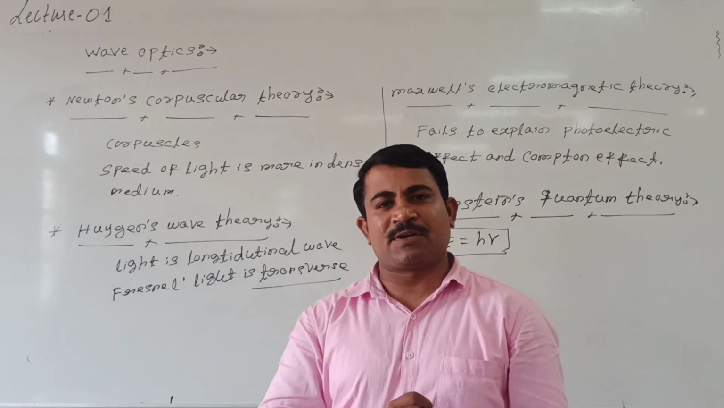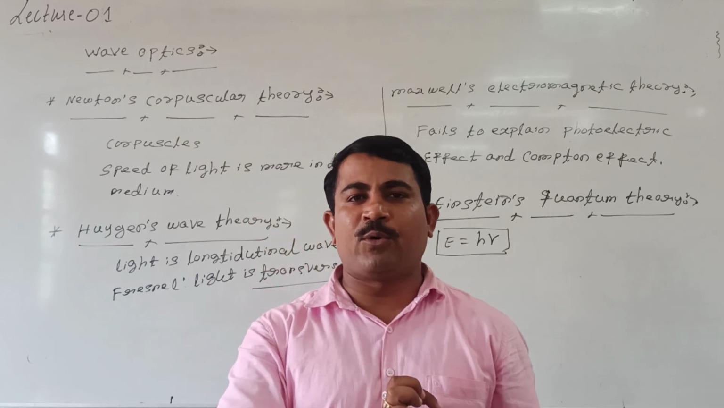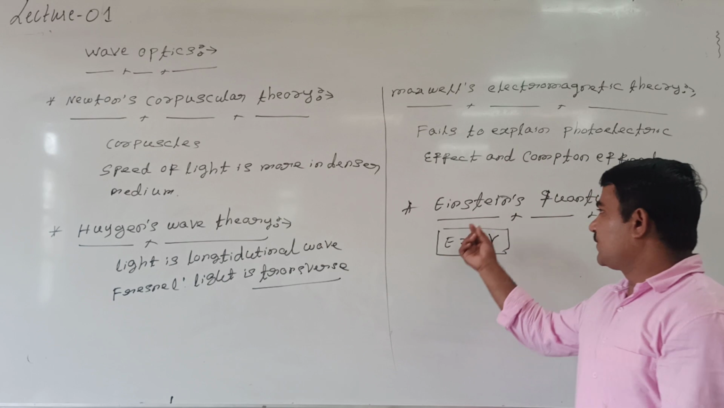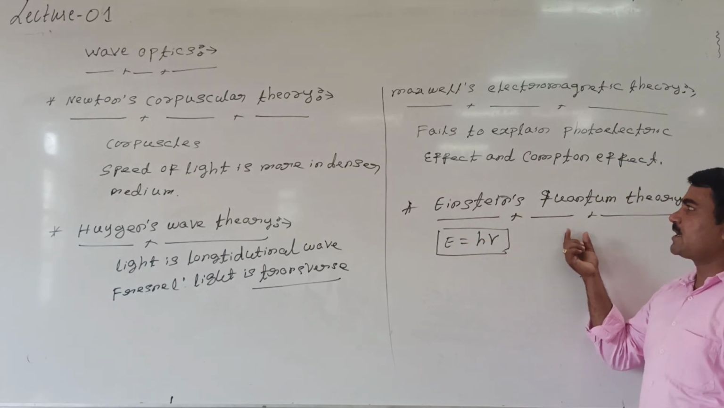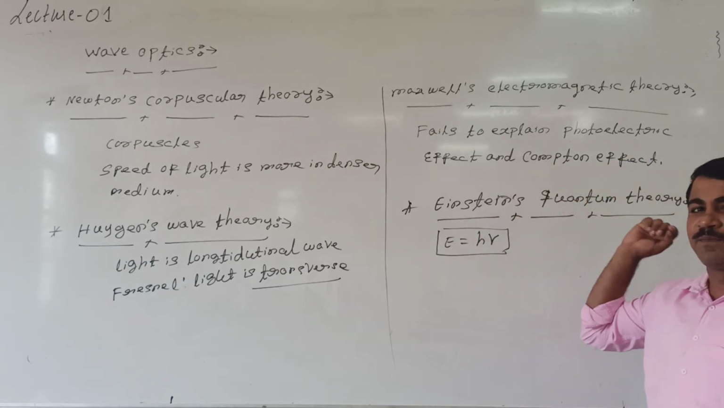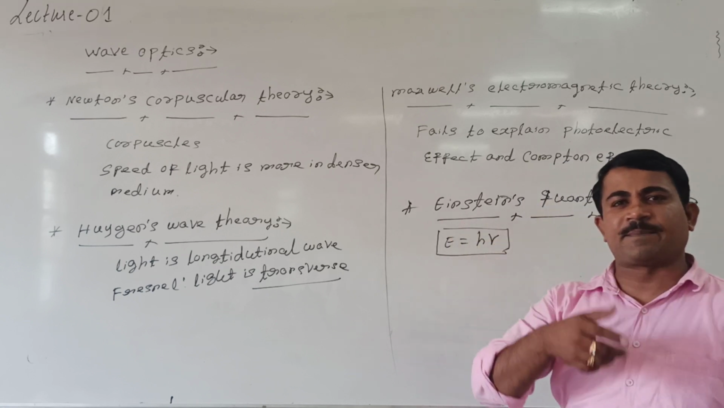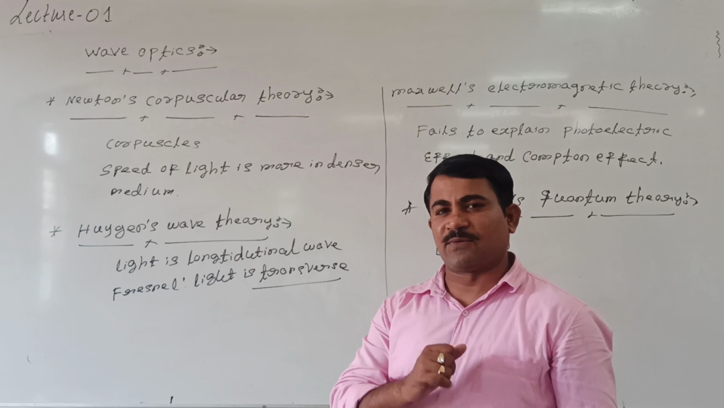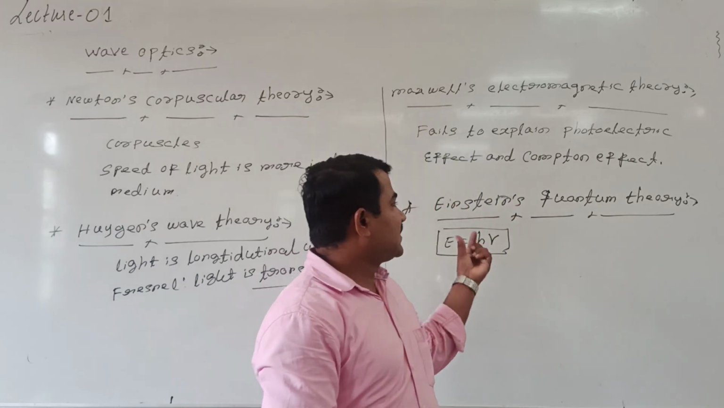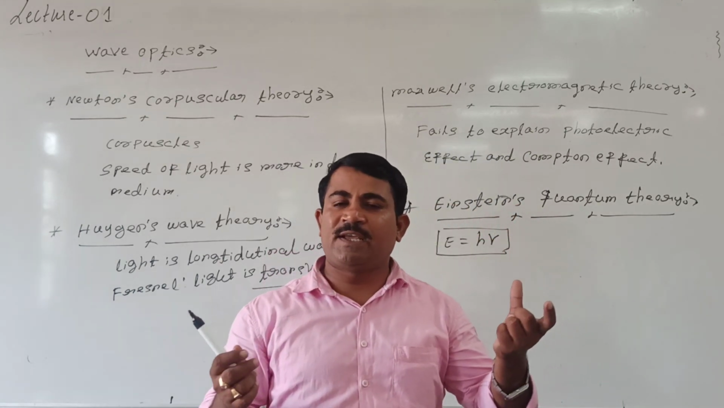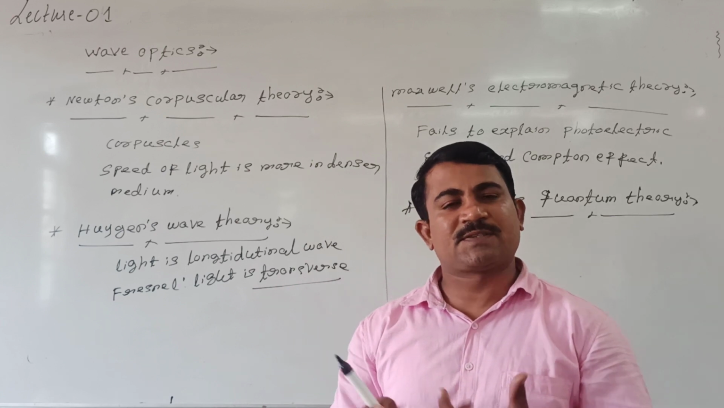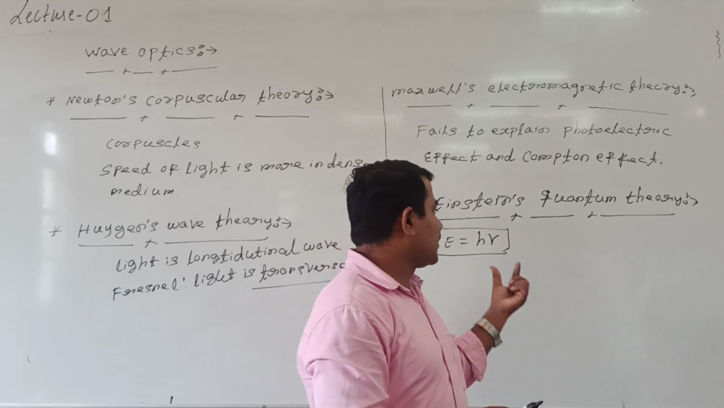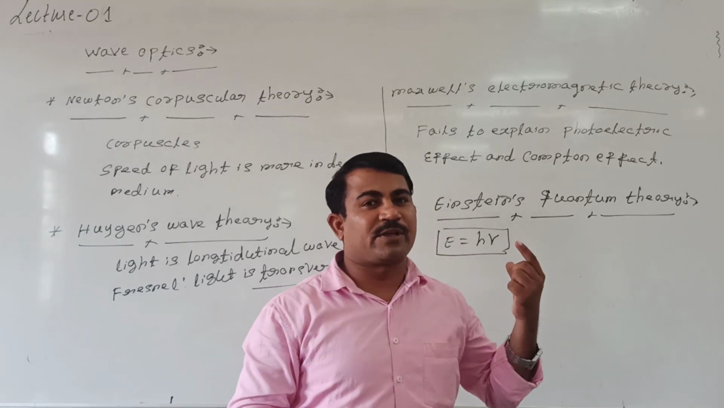Using Einstein's quantum theory, he explained well the photoelectric effect and the Compton effect. We will see this in the next chapter, the separate chapter on dual nature of matter and radiation. Simply, Einstein explained it using the particle nature of light. He said light is a particle in nature. It consists of discrete packets of energy, called photons, with energy E = hν.